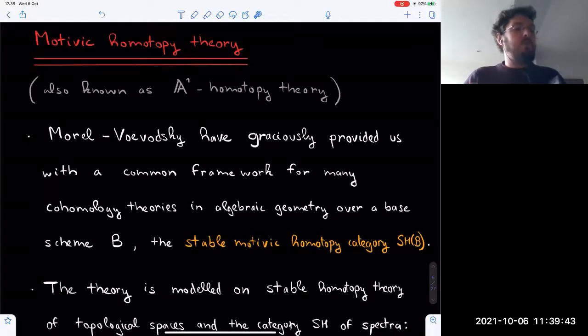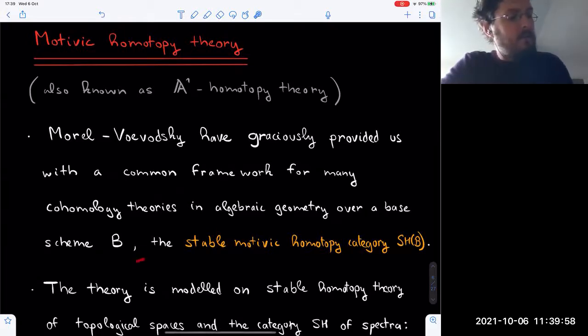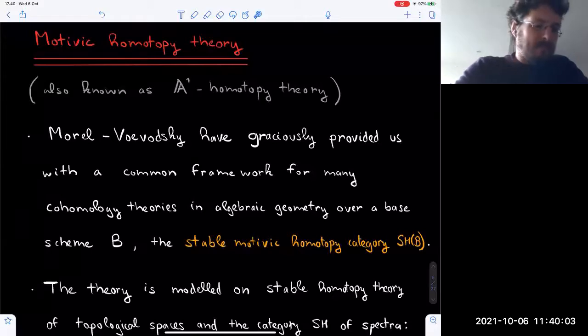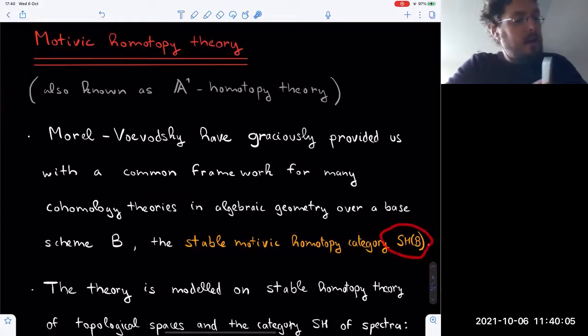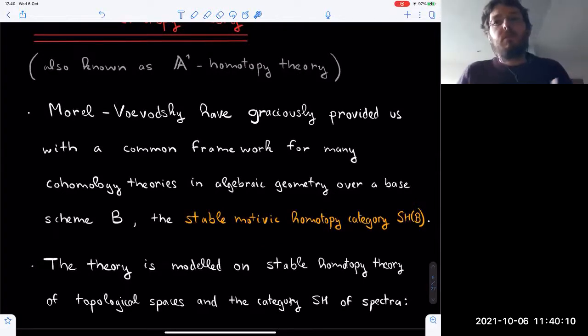It's a common framework for cohomology theories in algebraic geometry. So we always have a base scheme B, which very often is a field, but it's useful to have the flexibility of a general base. And for any such base scheme, we have an associated stable motivic homotopy category, which is denoted SH(B). As the name suggests, it's modeled on the stable homotopy theory of topological spaces and the category SH of spectra.